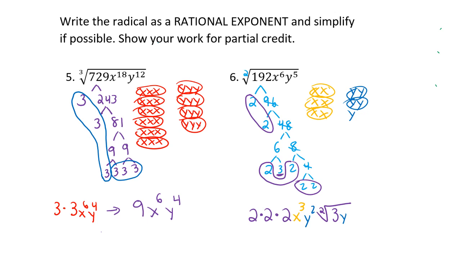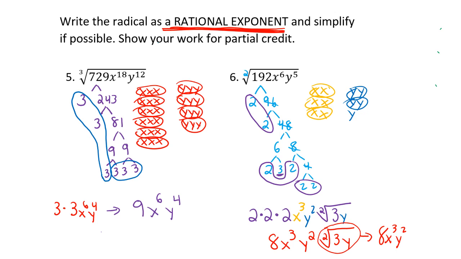So I'm going to start to clean this up a little bit. I have 2 times 2 times 2, that's 8. X to the third, y to the second, with the radical 3y. But it told me to write my answers as rational exponents, which means I need to make sure that I don't have any radicals in my answer. So I'll have 8 x to the third, y to the second, and then I will rewrite this radical as parentheses 3y, once again, exponent over index 1 over 2.